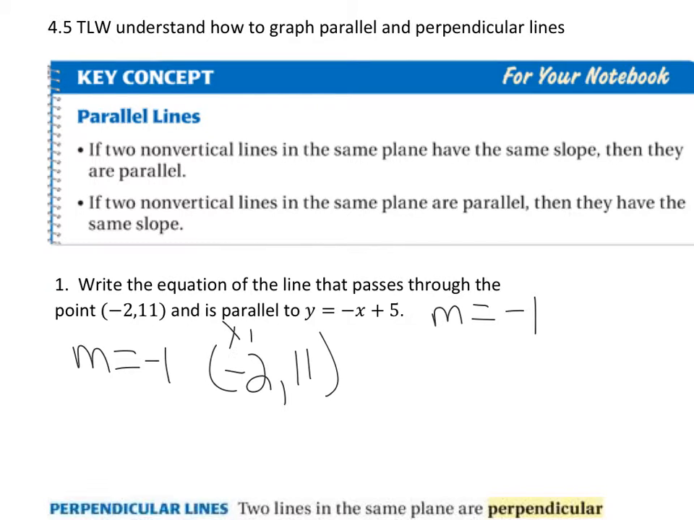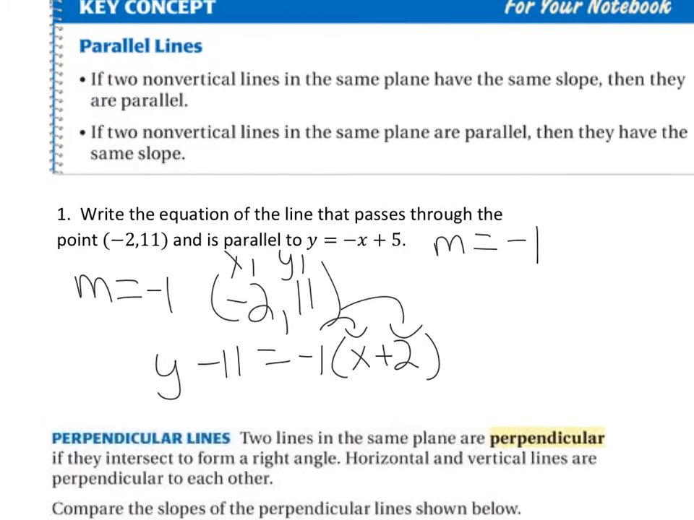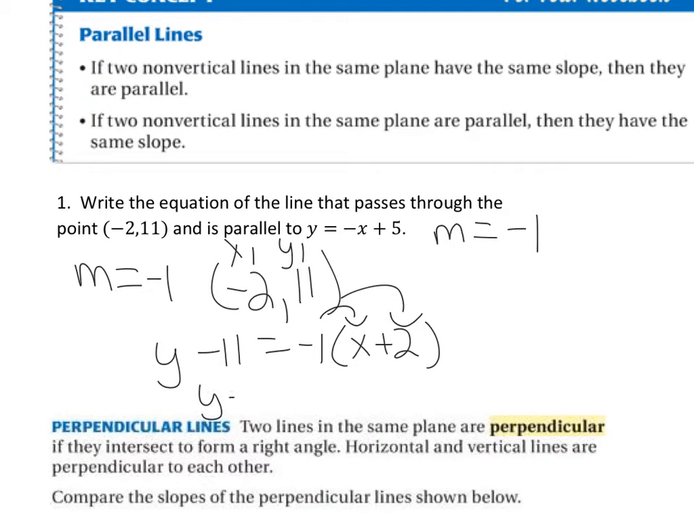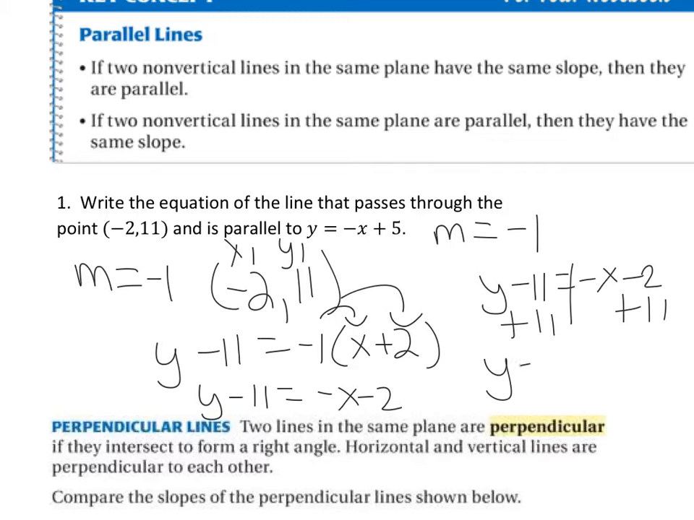So remember, that's x1, that's y1. So you have y minus 11 equals -1 times x plus 2, because it's a -2, and x minus -2 is x plus 2. So distribute that out. You get y minus 11 equals -x minus 2. Add the 11. You get y equals -x plus 9. So there is your equation. So there's parallel. Plain and simple, done.